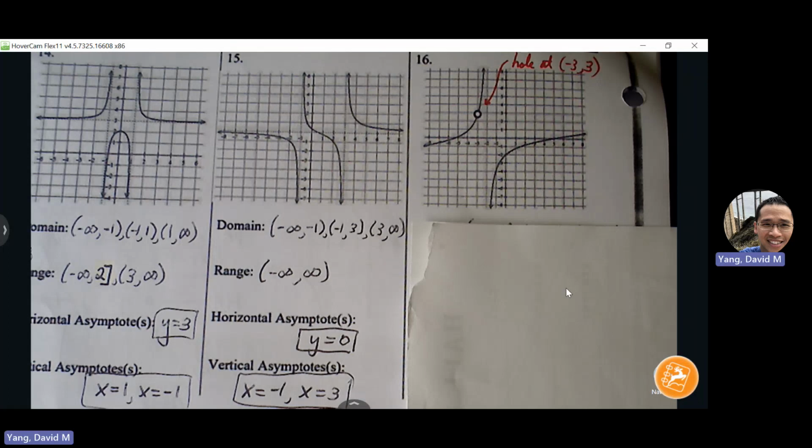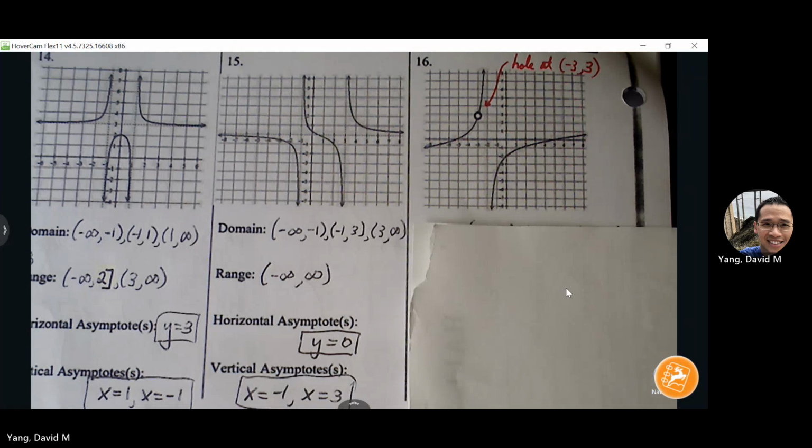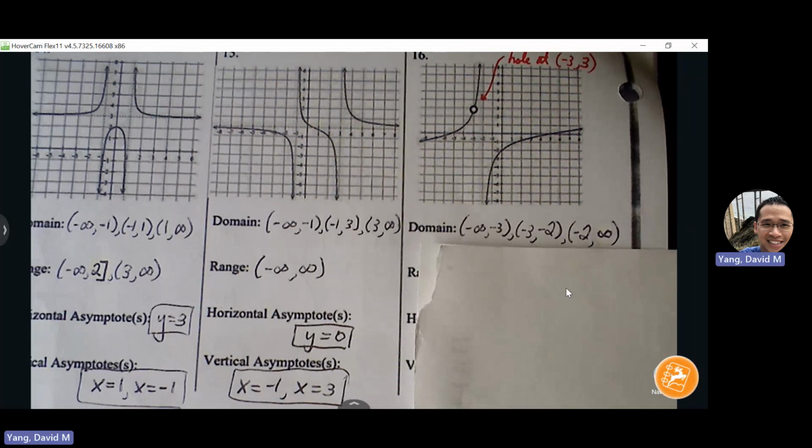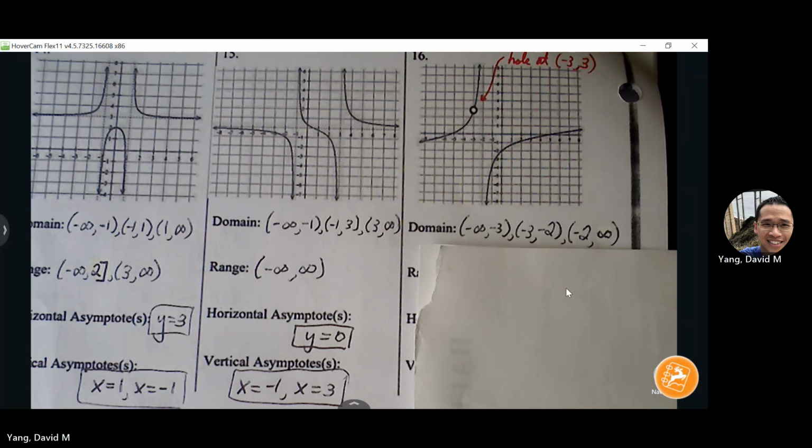Okay, 16. The domain has how many restrictions here? Okay, then we're going to have two. We have the hole, which means that -3 is not going to exist on my graph. But then there's also an asymptote at -2. So that's another restriction for my domain. So I have two restrictions for my domain. -3, so I need to have a break there, and then a break at -2.